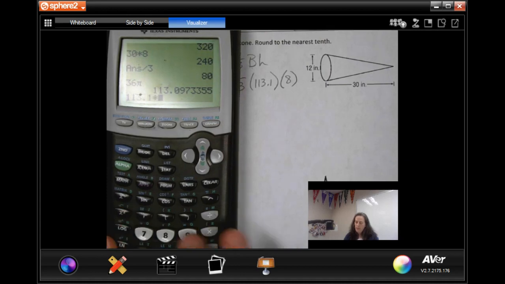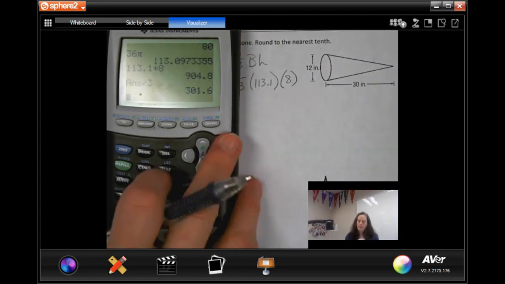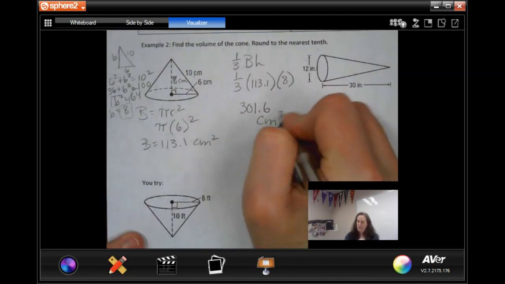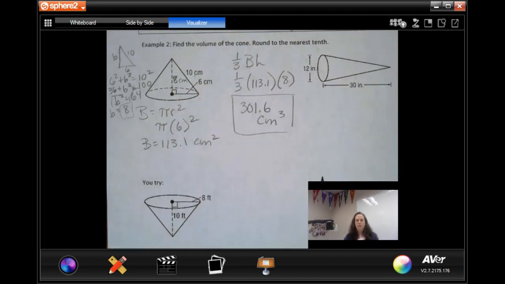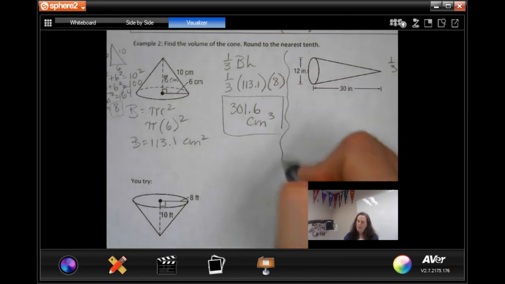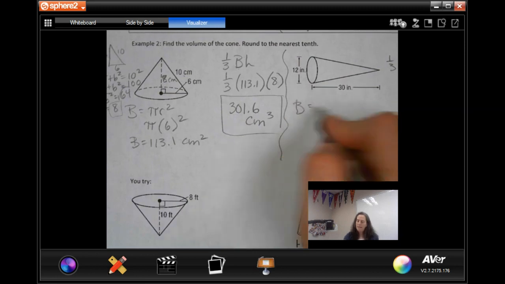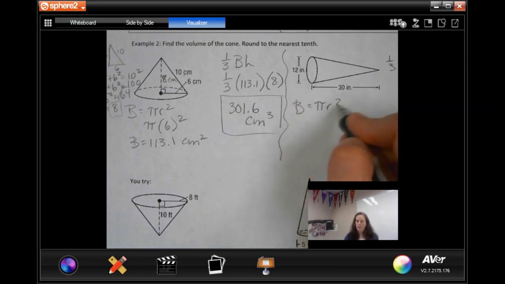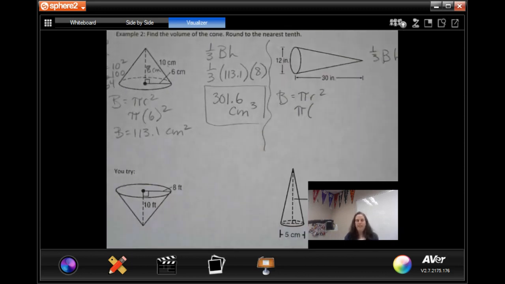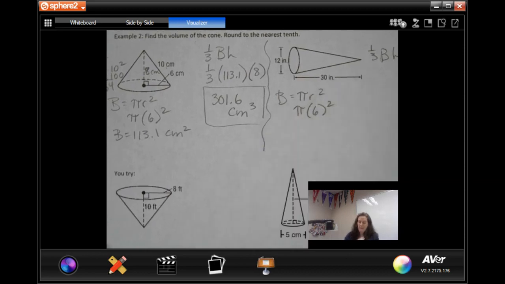113.1 times 8. And I only need a third of that, 301.6 centimeters cubed. Okay, let's do one more together. It's 1/3 of the area of the base times the height. And this base is a circle, since it's a cone, pi r squared. They didn't give us the radius though. They gave us the diameter. How do you find the radius? Cut that in half, good.